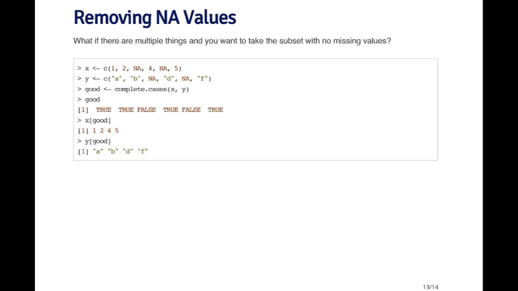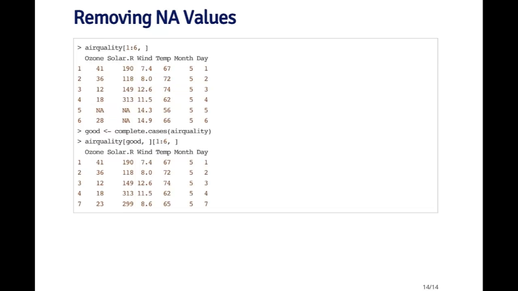So now when I subset x, I get the good elements of that, and when I subset y, I also get the good elements of that. So that's how I can look at multiple objects and subset all the missing values out to get the good elements. You can also use complete.cases to remove missing values from data frames.